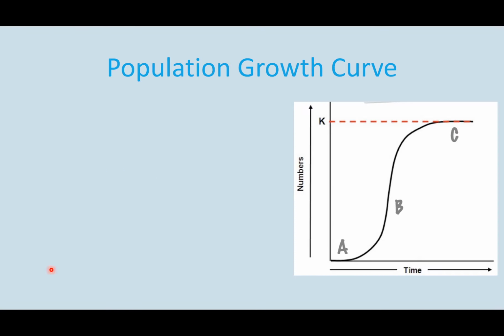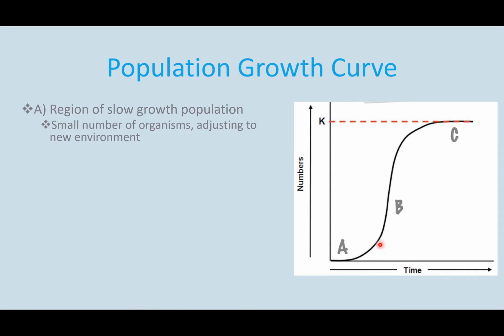A population growth curve is basically what we just looked at. We're just going to break down what each segment of that growth curve represents. So A, down here at the bottom, is a region of small growth, basically a small number of organisms that are adjusting to a new environment or just starting to grow. So there's a small growth rate. B is a region of rapid population growth. We can see by the increased, very steep line that we have an increase in numbers. Basically the organisms are ready to reproduce.